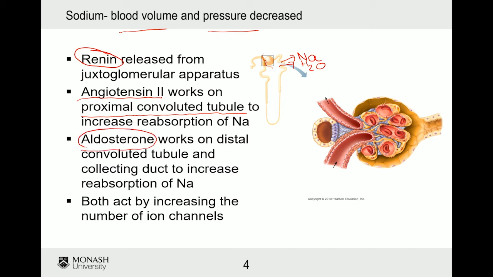Aldosterone, released from the adrenal glands, works on the distal convoluted tubule and collecting duct to increase the reabsorption of sodium. It works over here in the distal convoluted tubule and the collecting duct, which I'll just draw on there, to increase the reabsorption of sodium. So once again, we have sodium coming out of the filtrate and into the blood, followed by water. And both these hormones work by increasing the number of ion channels in the specified area.